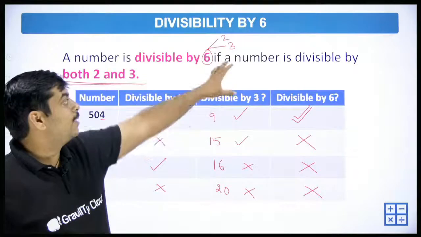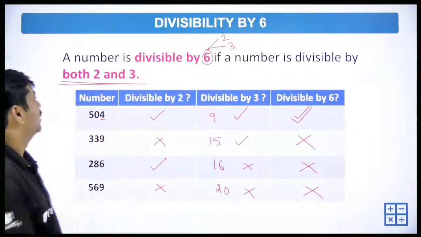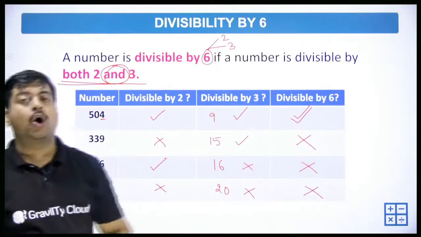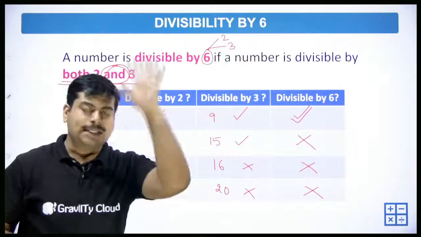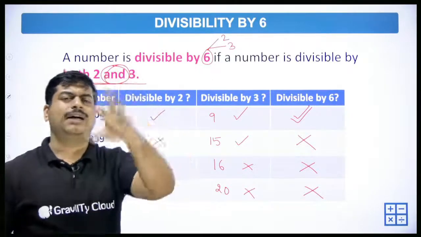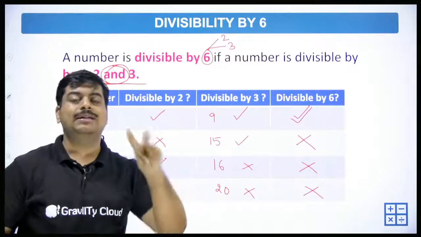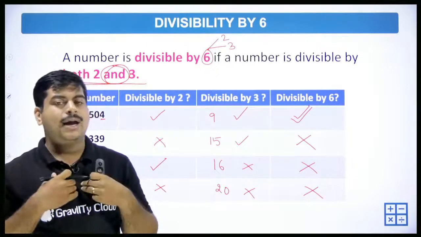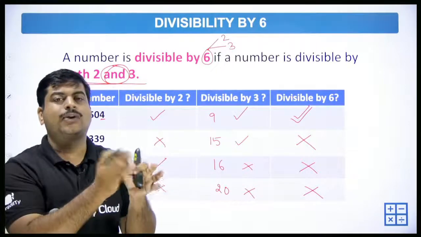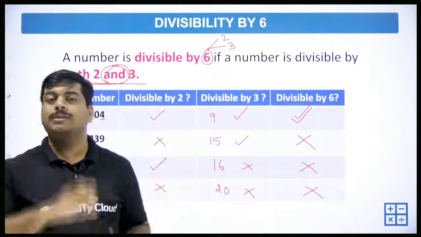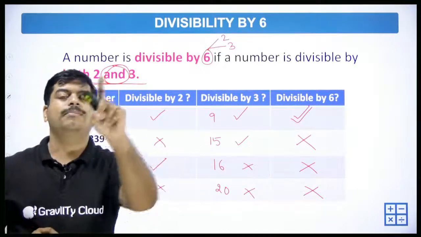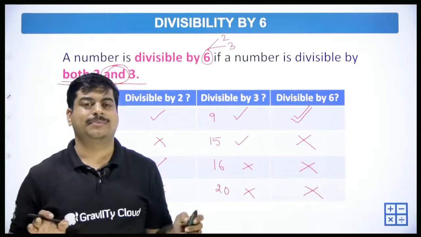It should be divisible by both 2 and 3. 2 and 3, and means both of them. It's not just 2 or 3. In some cases, if you find 2 or 3, or means any one can happen. And means both of them should come. For example, Ravi and Raju are going to market: Ravi and Raju means both are going. Ravi or Raju, that means any one person is enough to go to market.